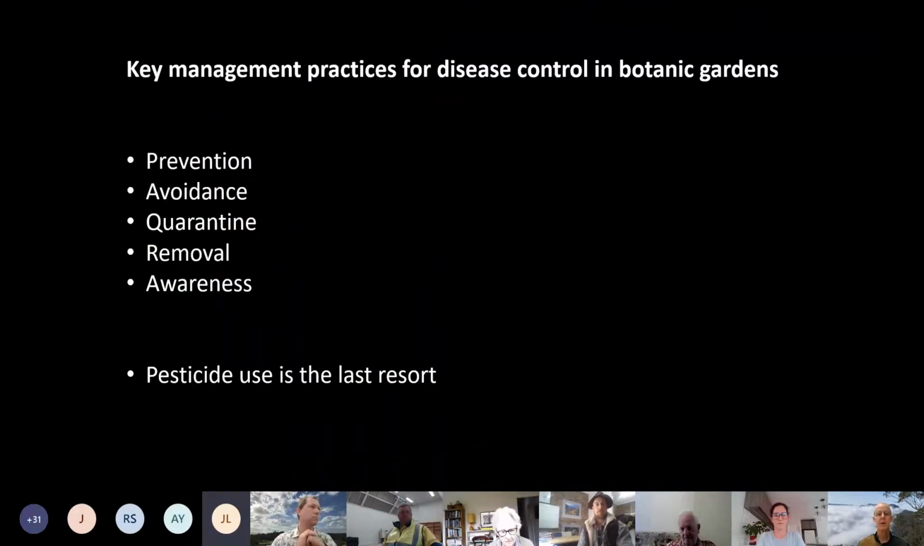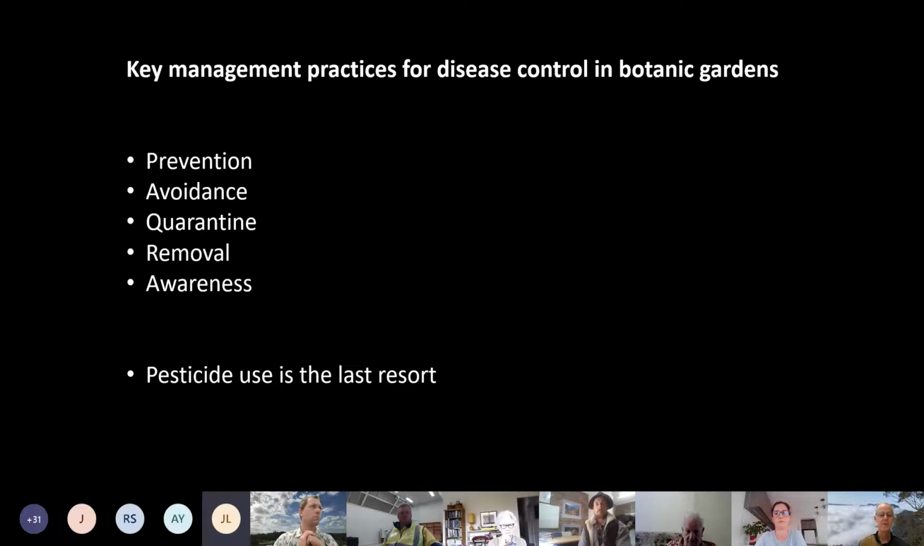Generally, when we're looking at the management practices for disease control in botanic gardens, we tend to think of the methodologies and practices that don't involve the use of a pesticide. So this can be looking at prevention, avoidance, quarantine, and removal of a plant if it's badly infected, and particularly awareness is a really critical component of it. It's always about trying to prevent the disease through hygiene and quarantine, because that is the cheapest, most effective and most efficient way to manage plant diseases in these scenarios.